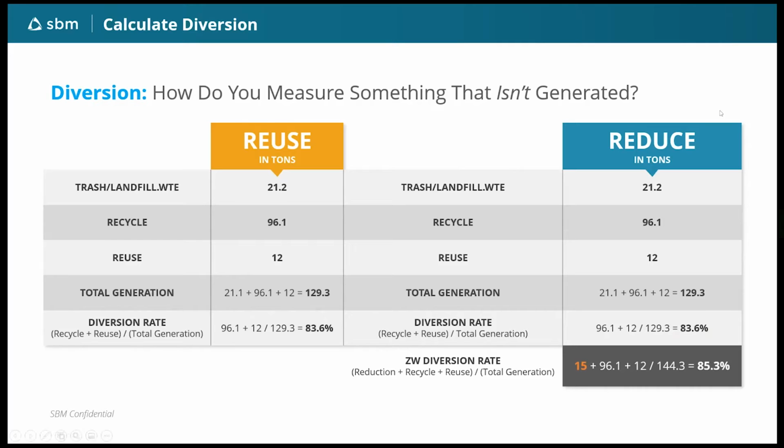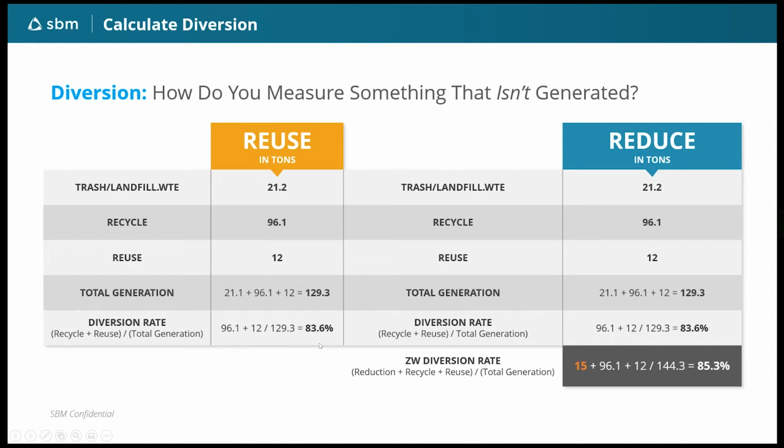And the math, if I include reuse, is quantified by having your trash, landfill, and/or waste to energy, what your recycle is, and then what your reuse is. The way I calculate that is I add those three different commodity streams together and I get a total. And then I divide recycle and reuse into the total generated weight, and I know that my diversion is 83.6%.